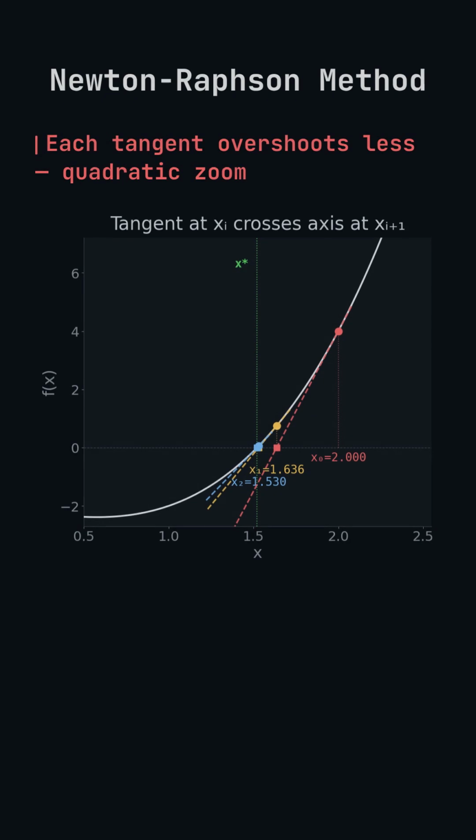The red tangent from x0 at 2 shoots to x1 at 1.636. The yellow tangent from there reaches x2 at 1.53. The blue tangent arrives at x star to full precision.